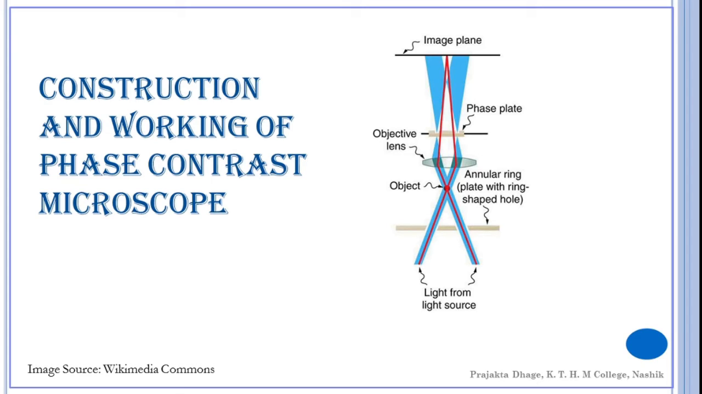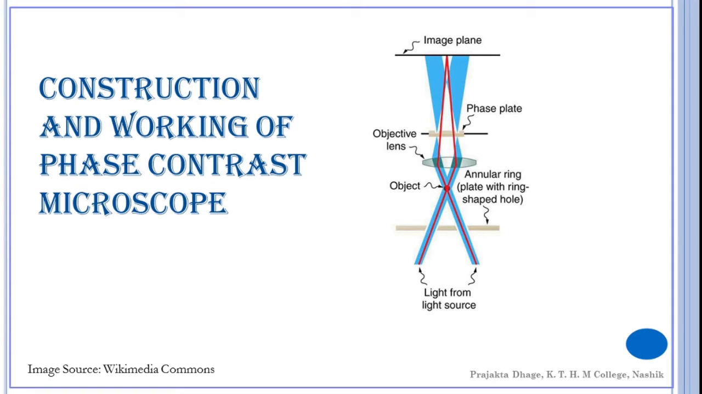Annular diaphragm is placed below the condenser. It consists of the circular disc and a circular annular groove. Through this, the light is allowed to pass. The light rays fall on the object through the annular groove. The image of this illuminated opening is formed at the back of the focal plane of the objective. Annular phase plate is placed at this particular plane.